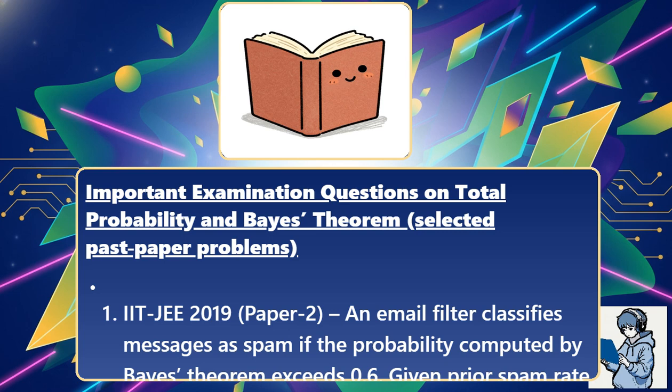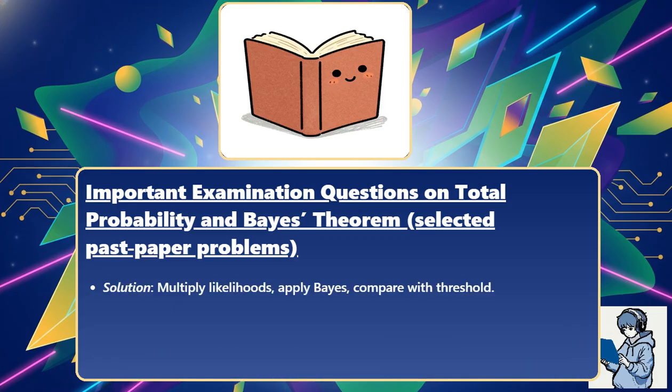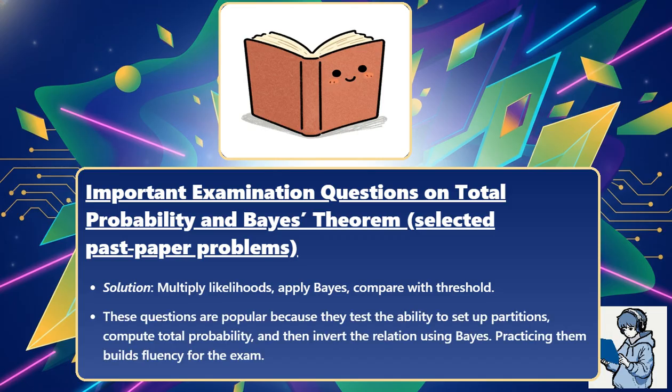3. IIT-JEE 2019 Paper 2. An email filter classifies messages as spam if the probability computed by Bayes' theorem exceeds 0.6. Given prior spam rate 0.25 and word occurrence statistics, decide whether a message containing two particular words is spam. Solution: multiply likelihoods, apply Bayes, compare with threshold. These questions are popular because they test the ability to set up partitions, compute total probability, and then invert the relation using Bayes. Practicing them builds fluency for the exam.